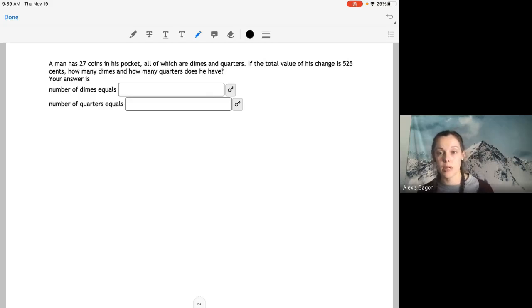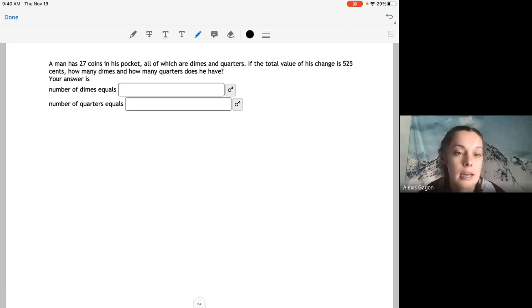His pants must be heavy, but all of them are dimes and quarters. If the total value of his change is 5.25 cents, we want to know how many dimes and how many quarters this man has. So we need to set up an equation. And I think that's the hardest part of these problems, actually setting up the equations. Once we get them set up, a lot of times you guys are good just solving them.